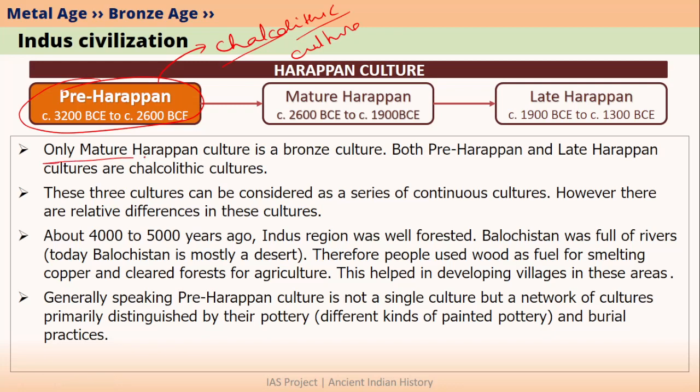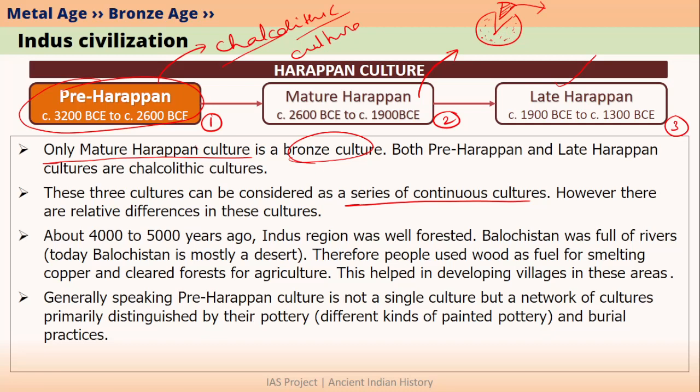So only the mature Harappan culture is a Bronze Age culture. Both pre-Harappan as well as late Harappan were Chalcolithic cultures. However, we can consider all these 3 cultures as a series of continuous cultures, because if we look at mature Harappan phase, many of the elements in mature Harappan phase actually came from pre-Harappan cultures. However, mature Harappan phase has also got some elements which are unique to mature Harappan culture. And these unique elements did not exist in pre-Harappan phase.